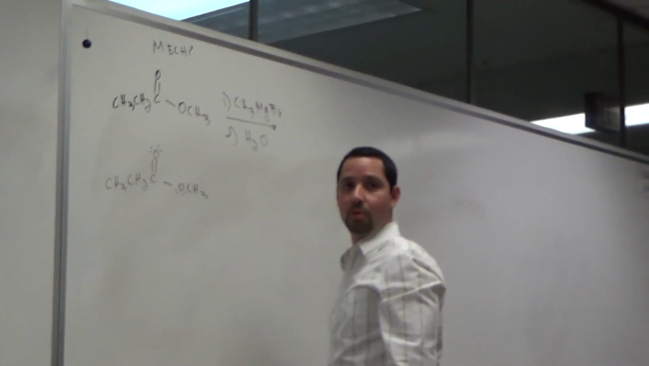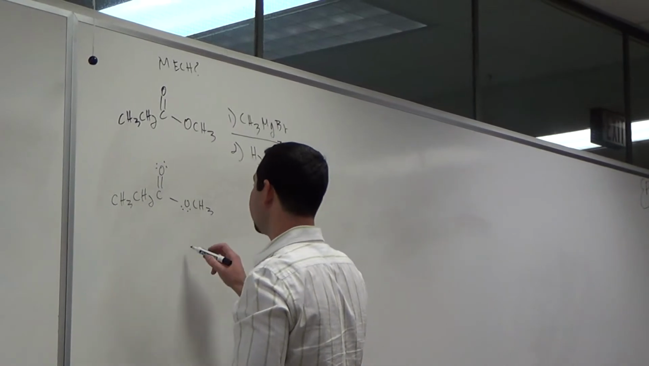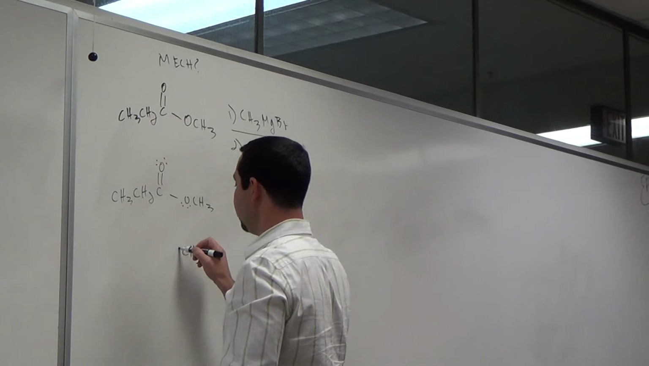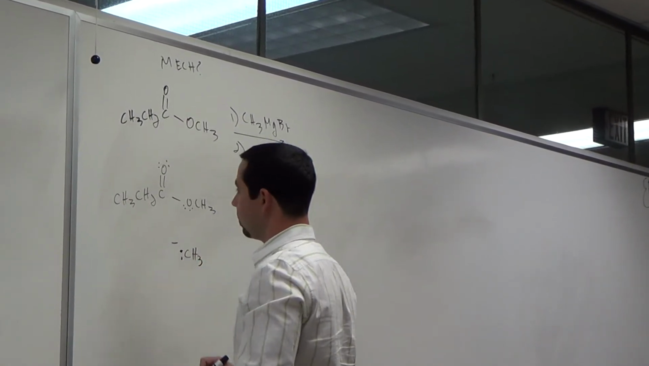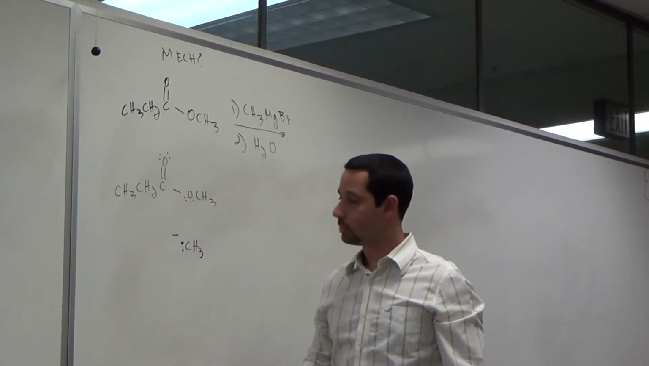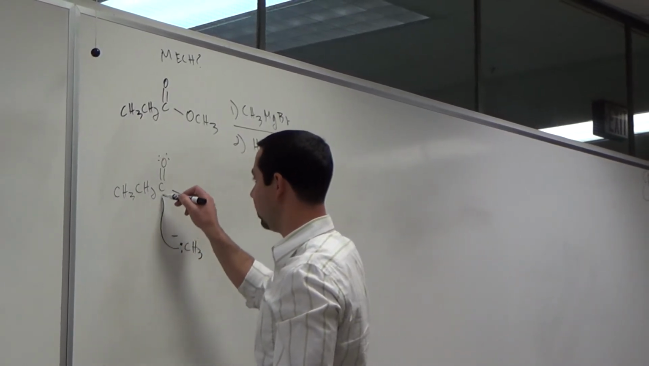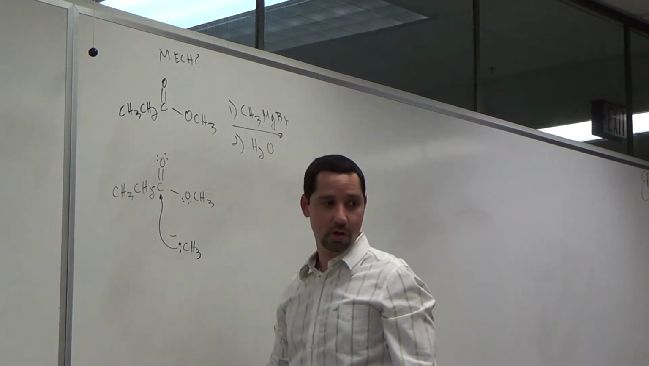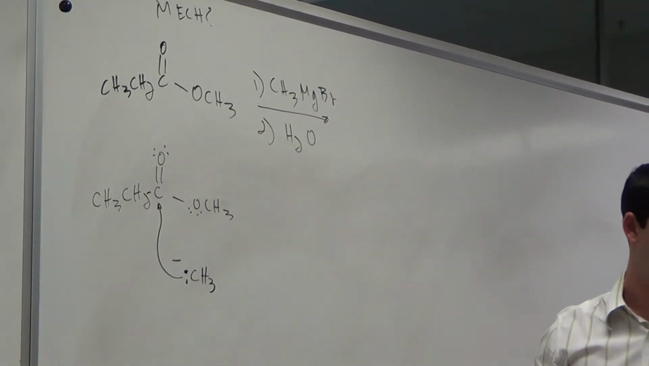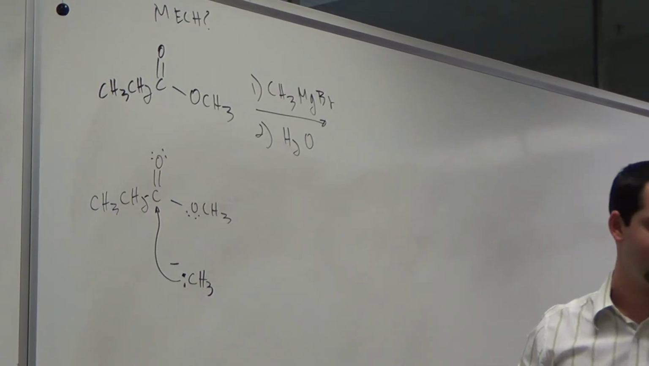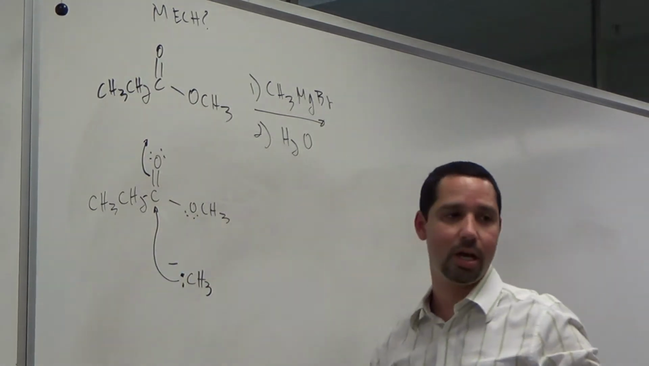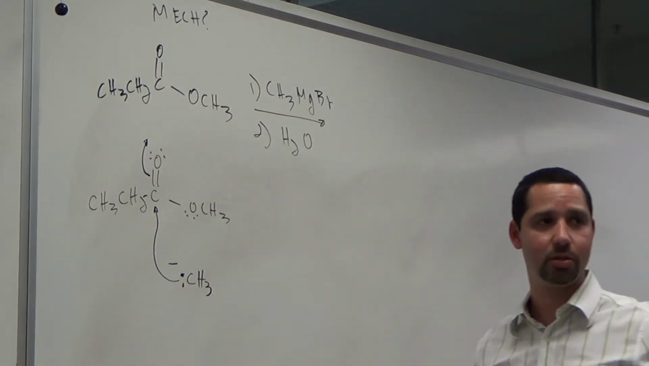So what's going to happen is CH3 with the minus is going to do what? What is it going to do? It is going to attack this, and that's going to go up, and the electron pair is going to go down, making that negative, just like it did before.